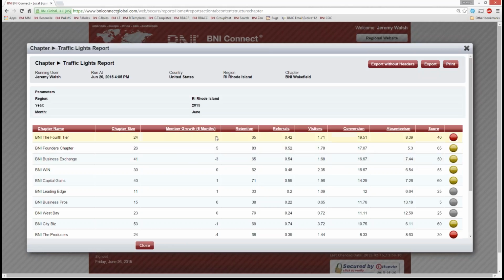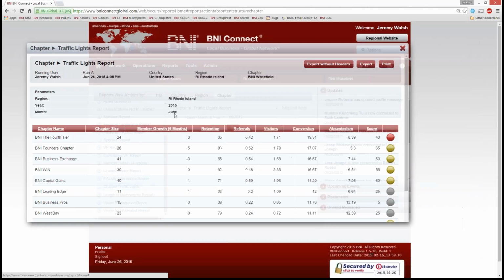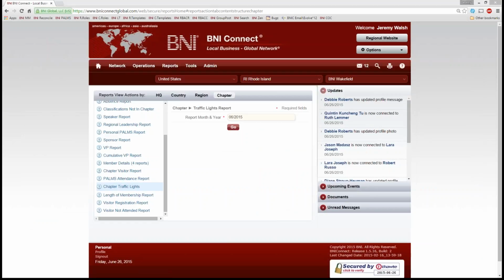Keep in mind that this is not the number of new members. This is your actual member growth. So even though this may be 0, there might have been 1, 2, 3, 4, 5 new members during that time period, but they also lost that many members. So that's one place that you can find your visitor conversion ratio in BNI Connect. Does that answer your question, Chris?